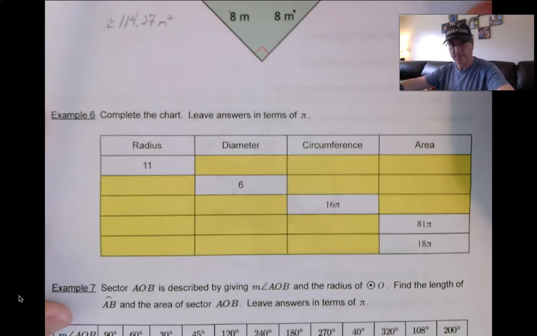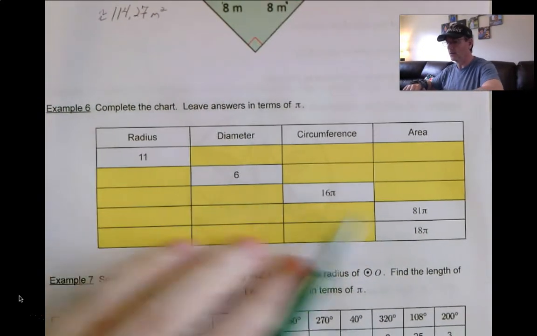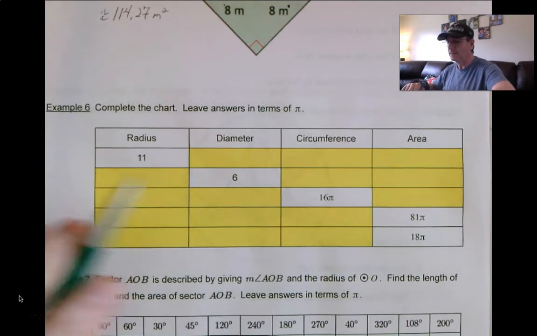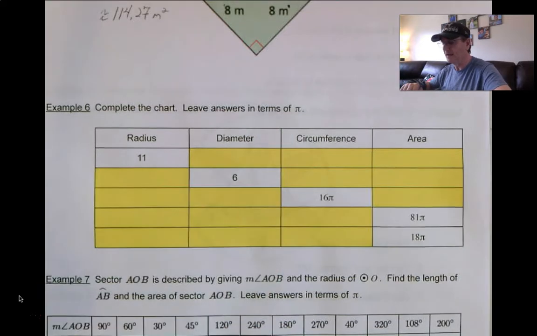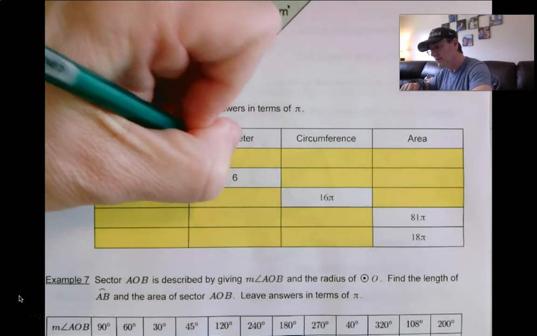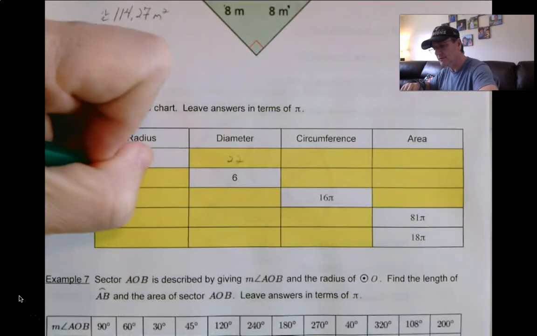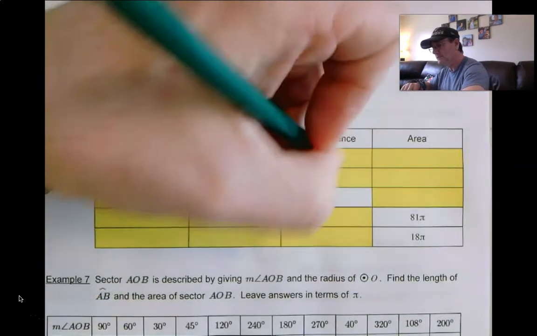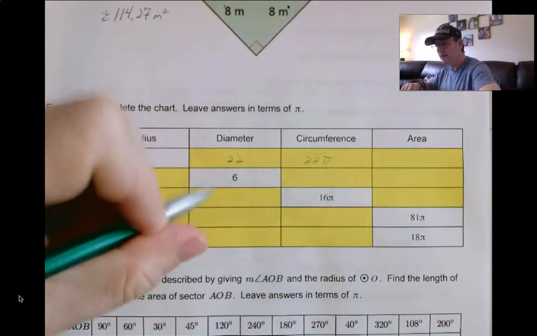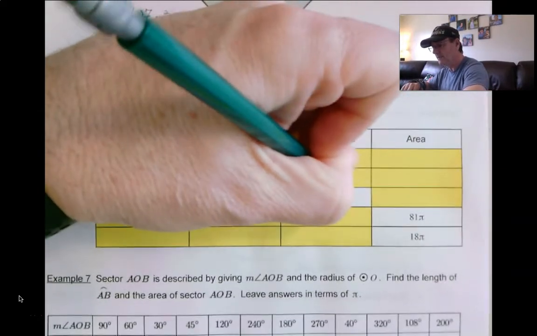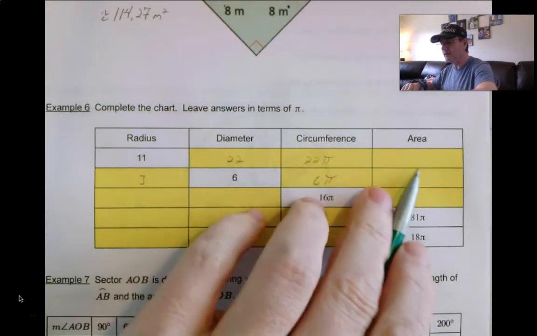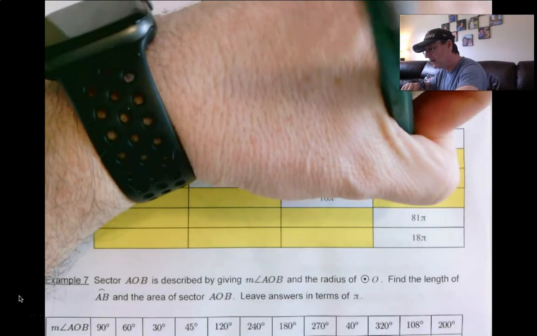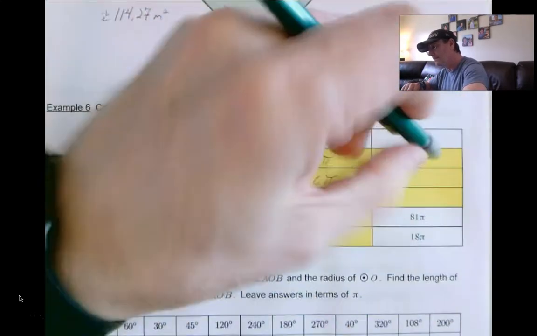Example 6. We're going to fill out this chart. Depending on what the given information is, we can find all the missing information. Okay? But we're going to leave our answers in terms of pi. If the radius is 11, the diameter is 22. If the diameter is 6, the radius is 3. If the diameter is 22, the circumference is 22 pi. If it's 6, then it's 6 pi. If the radius is 11, then the area is 121 pi.